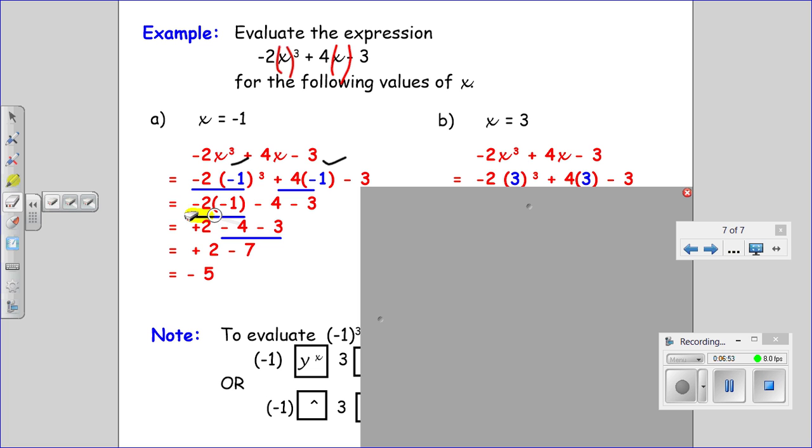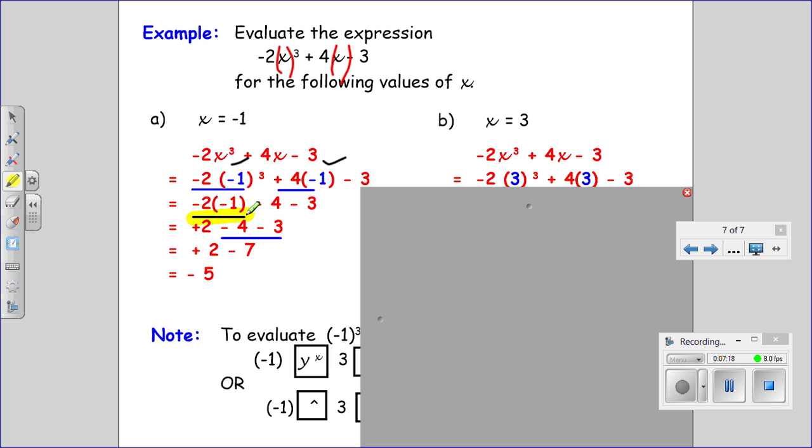Now if I look at the next line, I see negative 2 multiplied by negative 1. I see a subtract 4 and a subtract 3. Obviously, the multiplication has to happen first. And a negative multiplied by a negative gives me positive 2. And then I copy the negative 4 and negative 3 down. Now, addition and subtraction can happen in whatever order.